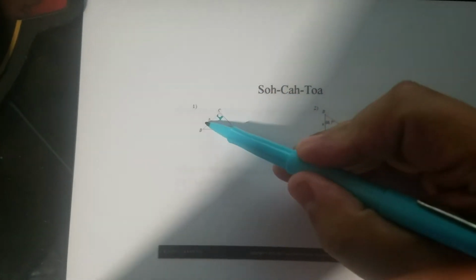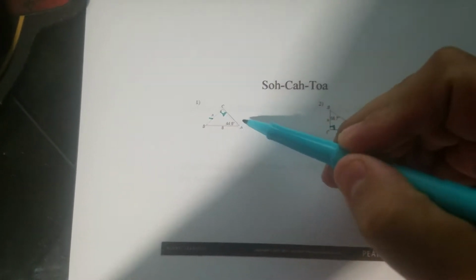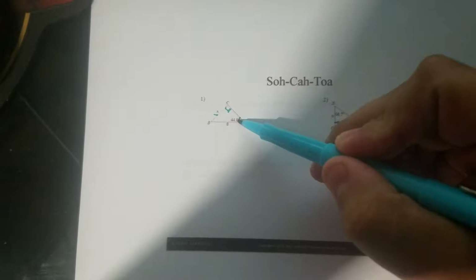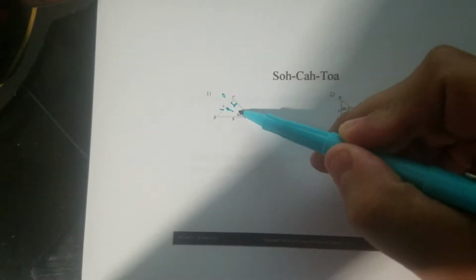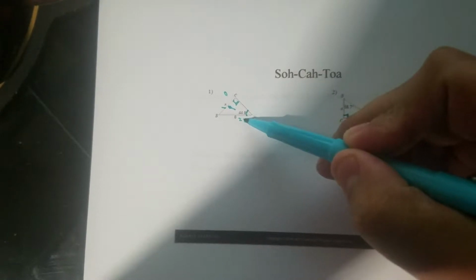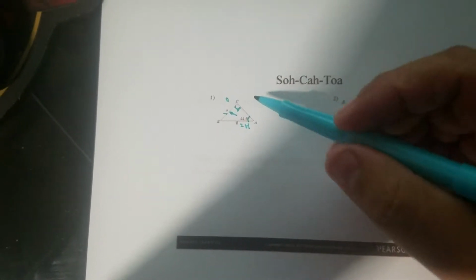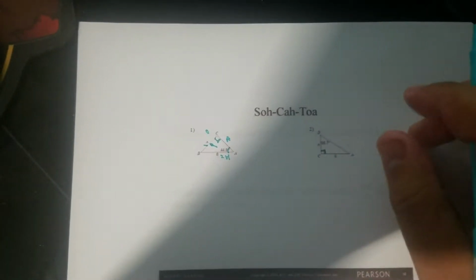And here they're asking me to find this side over here. So since I know I'm going to use SOHCAHTOA, we'll label our triangle. This is theta. So this one is the opposite. Over here, this is the hypotenuse. It's the biggest side, so it's across the 90. And this is going to be the adjacent.